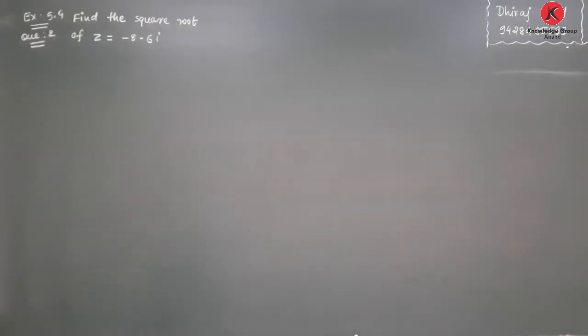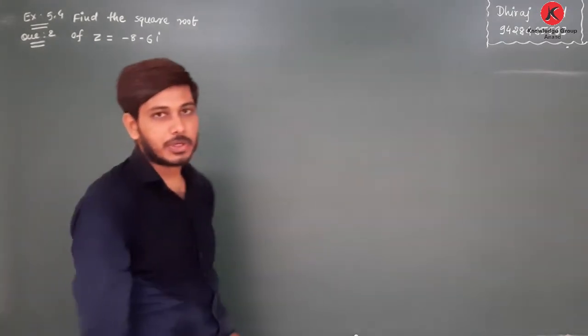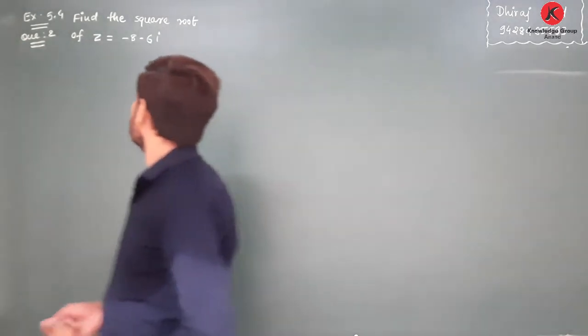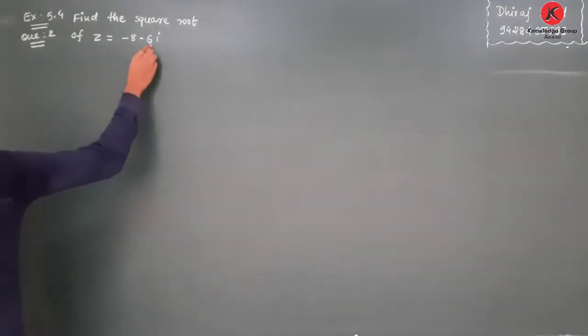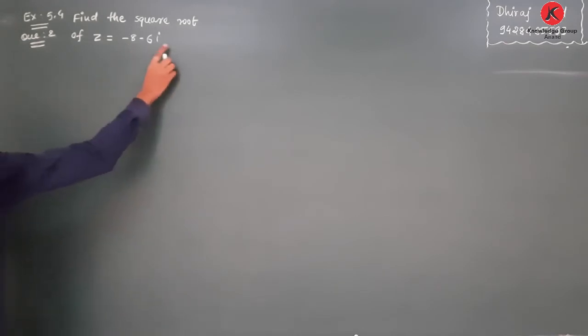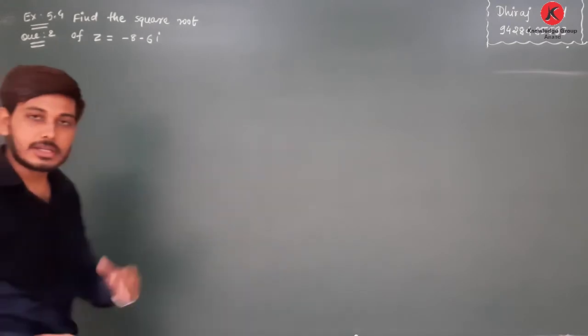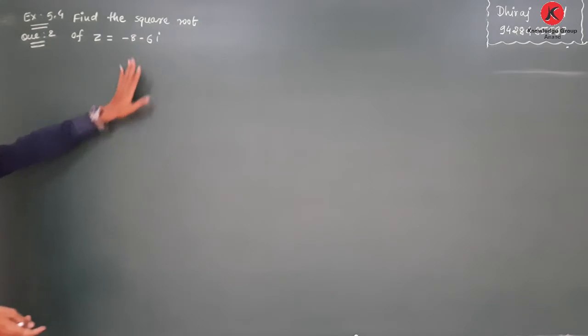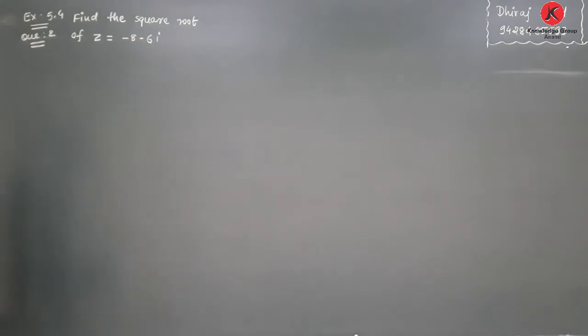Now we are going to discuss the next question, exercise 5.4, question number 2. Find the square root of z = -8 - 6i. Same method, same calculation. First of all, check whether the given complex number is in standard form or not. If it is not, then you will have to convert it into standard form. This is already in standard form, so let's compare it.